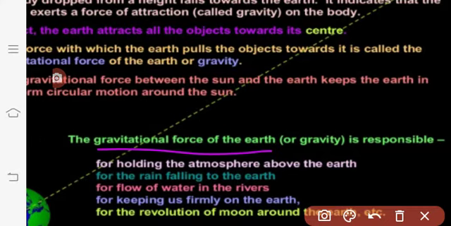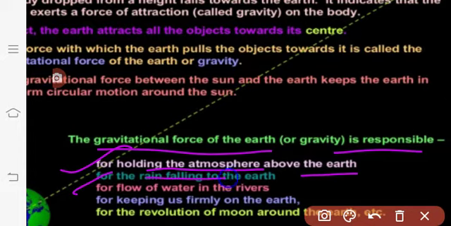The gravitational force of earth is responsible for, first, holding the atmosphere above the earth. Second, rain falling to the earth. Third, the flow of water in rivers. Fourth, keeping us firmly on the earth. And the fifth point is the revolution of the moon around the earth.